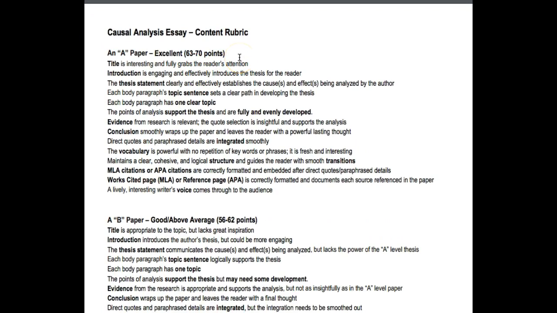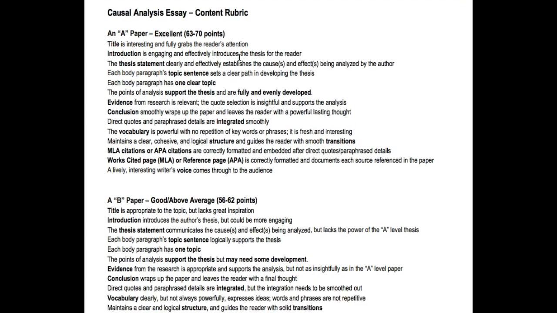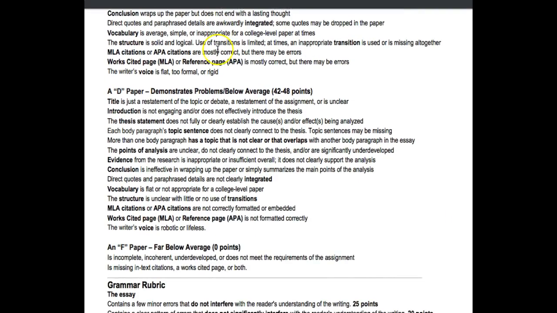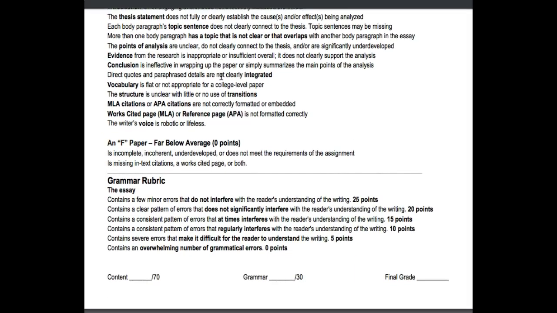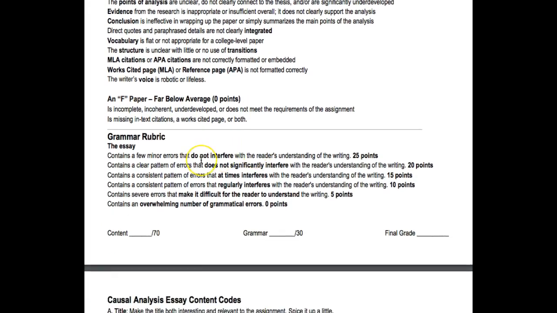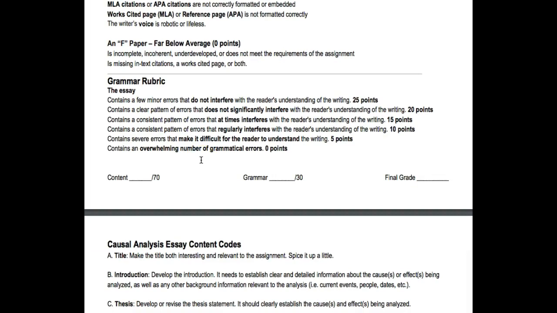So for an A paper on content, you can get 63 to 70 points. B is 56 to 62 points. C is 49 to 55 points. And D is 42 to 48 points. If it's an F paper or far below average, that means that it's not meeting the requirements and it will be a 0. For the grammar rubric, what I do is I look for patterns of errors. Some patterns of errors can be present but don't interfere significantly with the reader's understanding.